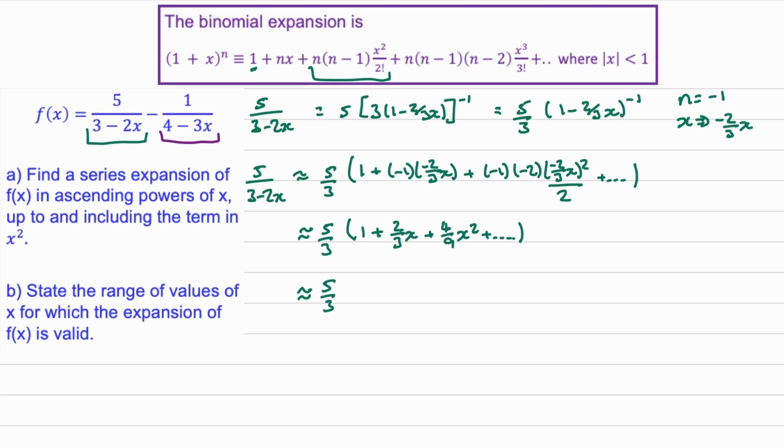So we'll get approximately 5/3. 5/3 times the 2/3 will give us 10/9 of x. And then we'll have the 5/3 times the 4/9, and we'll get 20/27 x squared. So this is for this fraction. Now we need to do the same again for the second purple fraction.